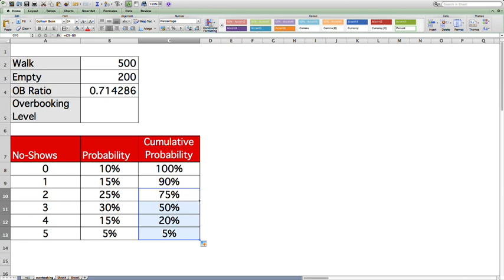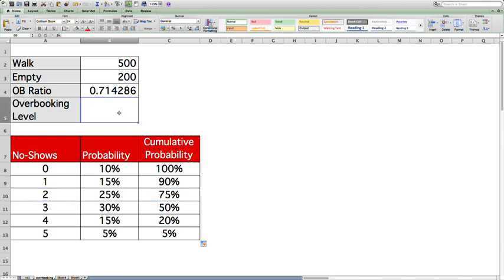Okay, so now it's time to figure out the right overbooking level. And so my overbooking ratio of 0.714, I look for the first number here in the cumulative probabilities that's larger. It's 75%. I look across, and the corresponding number of no-shows is 2. So my overbooking level here should be 2 rooms. And so again, all I've done here is I've entered my information, I calculated my overbooking ratio, and I compared that with my cumulative probabilities. I tried to find the first probability that was larger than that, was 75%. The corresponding number was 2.